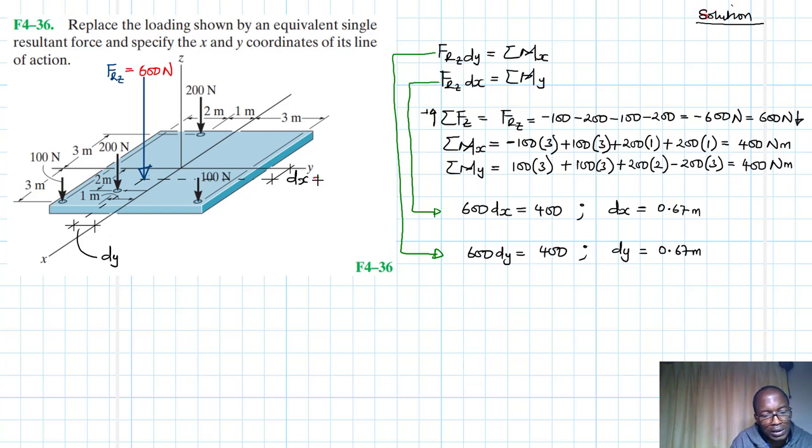So our dx as a magnitude, again please, this is as a magnitude, is equal to 0.67 meters, and dy is also equal to 0.67 meters. All right, if you check about the x-axis, 600 will cause a positive moment, and about the y-axis it also causes a positive moment. So this looks okay and this is fine. So this is really about it.